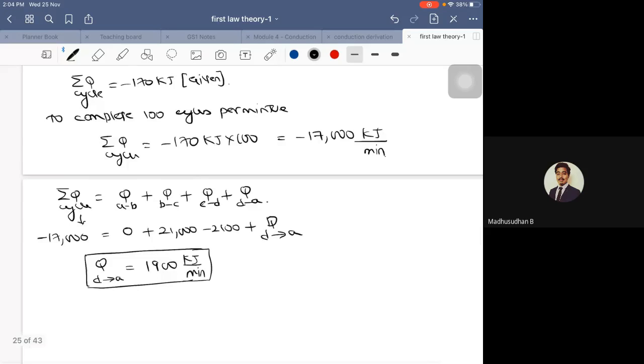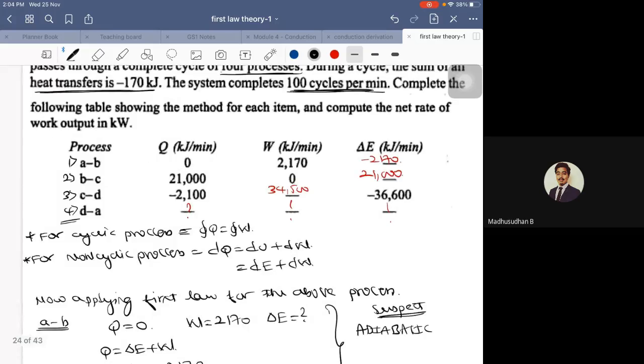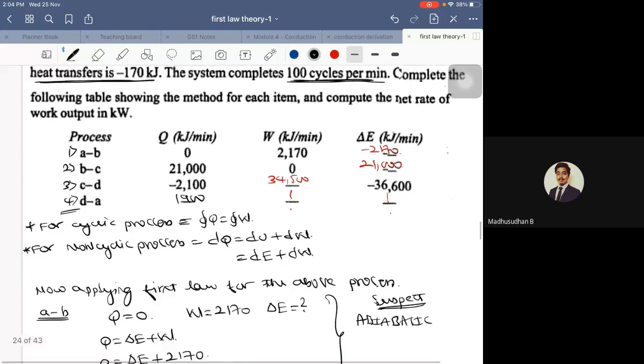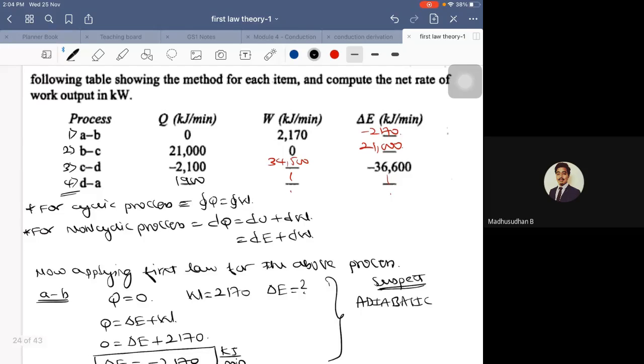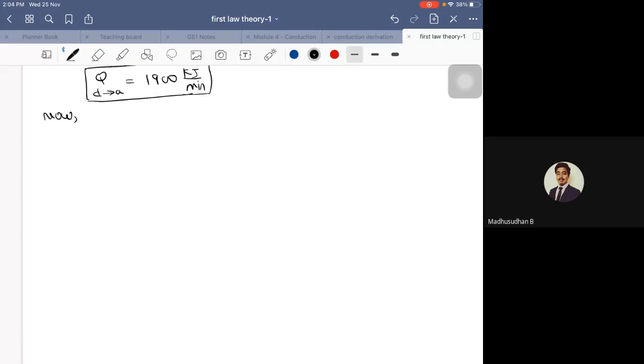Okay. Next, I will just update this back. So here it is, 1900. Now, I can use one property in order to calculate the value of delta E D to A. So I'll just state what that property is. The property which I'm using is that the cyclic integral of a property is always zero.